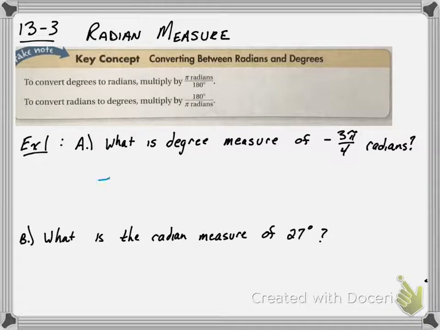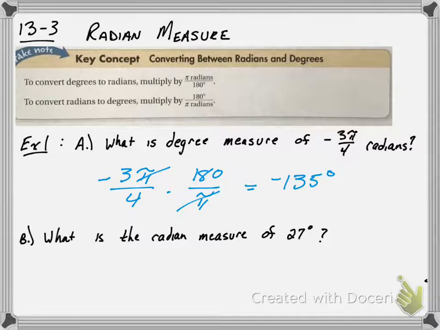So let's take -3 pi over 4 times 180 over pi. Why 180 over pi? Because what's going to happen here is the pi's are going to cancel. And then using your calculator, do -3 times 180 divided by 4, and that will give you -135 degrees.